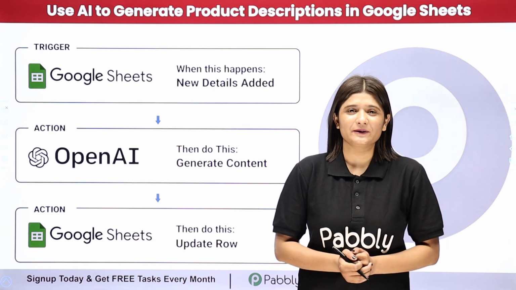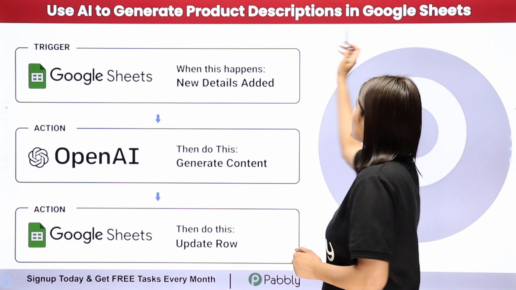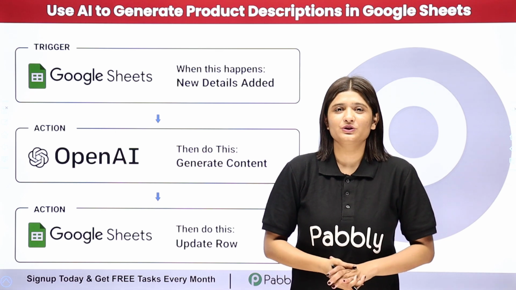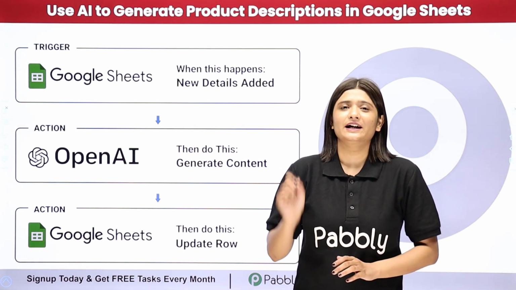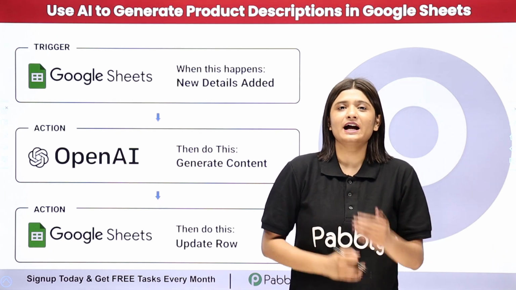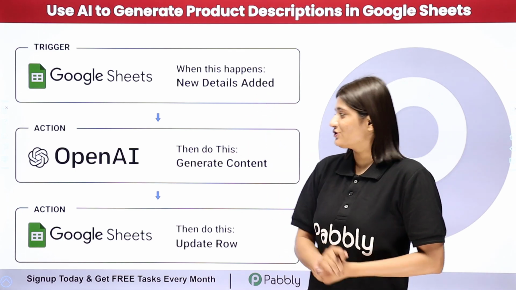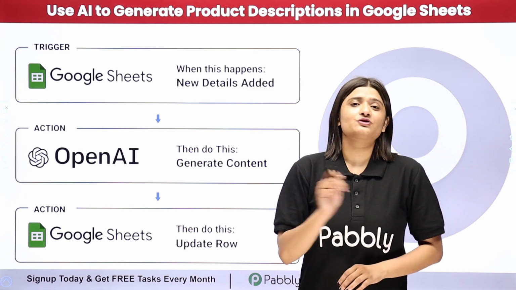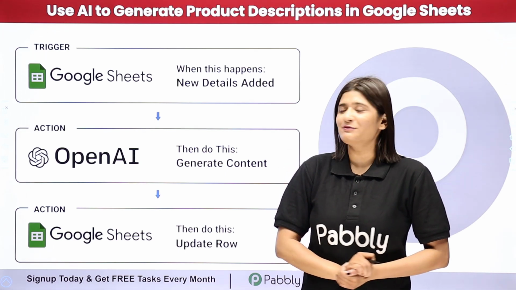In this video, we are going to learn how to use AI to generate product descriptions in Google Sheets. So let's suppose I am running a store and I am adding the products daily on that website. Now I want that whenever I add a new product in my Google Sheets spreadsheet, the content should be automatically generated, which means the product description should be automatically generated with the help of OpenAI.